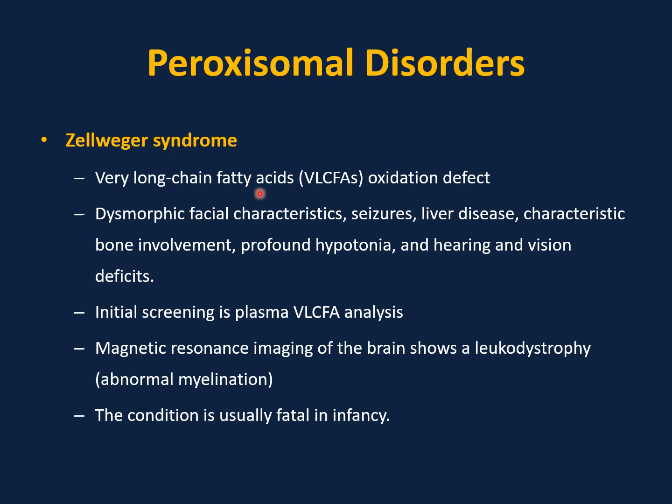This involves all the body organs, including brain, liver, kidney, muscle. So you will see the effect of this disease in all the body tissues. These patients will present with dysmorphic facial features, a prominent forehead, seizures because it affects the brain, liver diseases like jaundice, characteristic bone involvement, profound hypotonia, developmental delay, hearing and vision deficit.